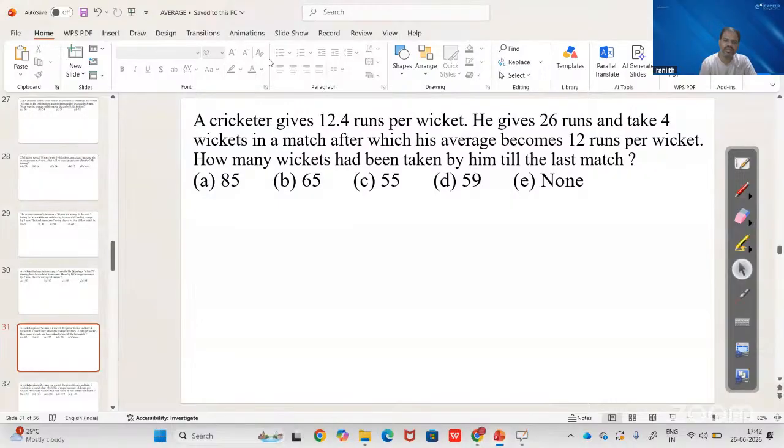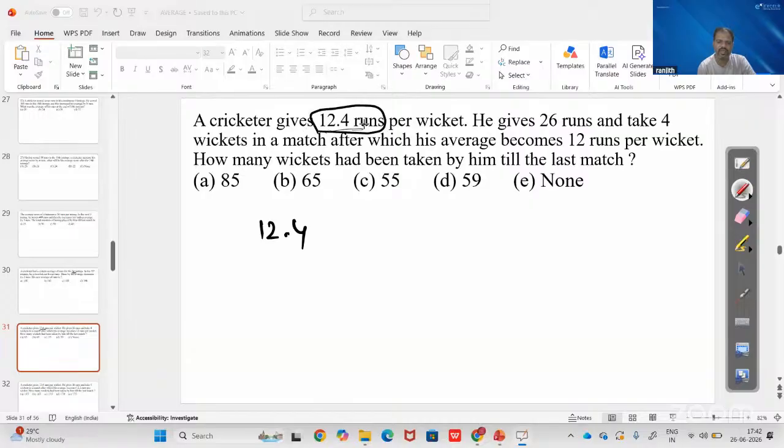A cricketer gives 12.4 runs per wicket. So I'm finding by using the alligation mixture method. So 12.4 runs per wicket. He gives 26 runs and takes 4 wickets. Then the bowling average will be equal to 26 by 4, which is 6.5. So in a match, after that his average becomes 12 runs per wicket.